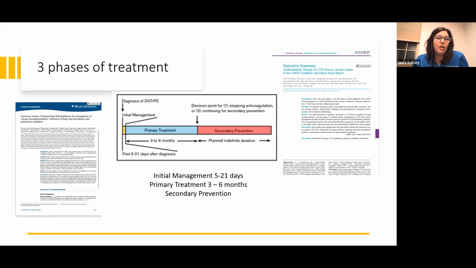So in 2020, the American Society of Hematology updated their guidelines. In 2021, CHEST updated their guidelines, and they really start talking about 3 phases of treatment. So you get the diagnosis, and then there's that initial management, which would be your loading doses of Xarelto or your 10 milligram BID dose of Eliquis. Then you treat for 3 to 6 months, and then there's a second decision. Do you continue long-term anticoagulation? And if you do, why are you doing that? And what is your choice for that secondary prevention?